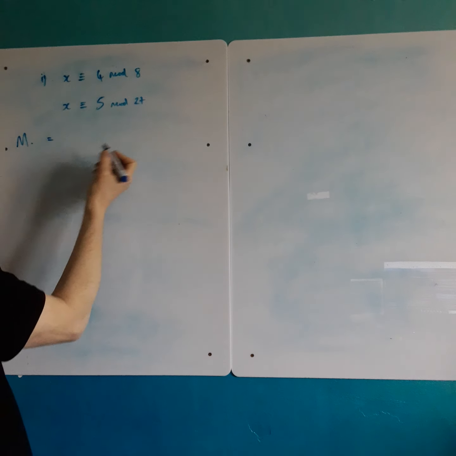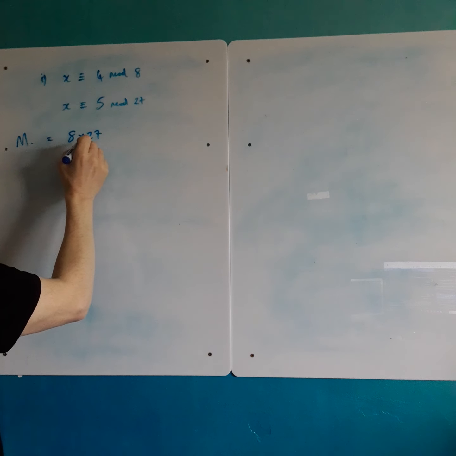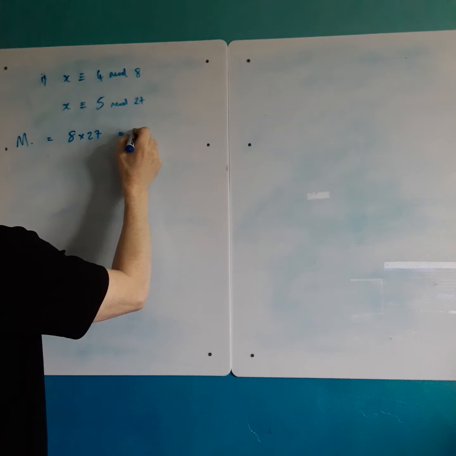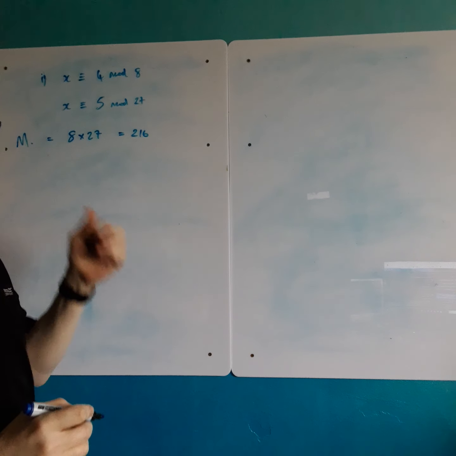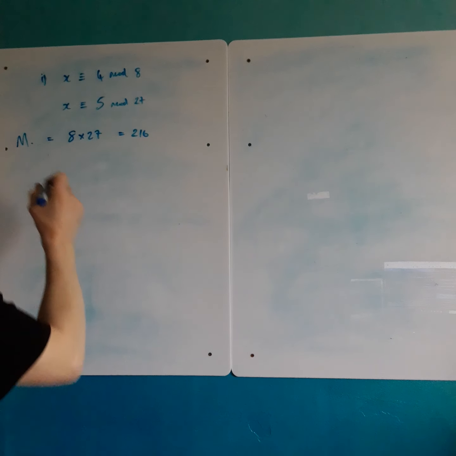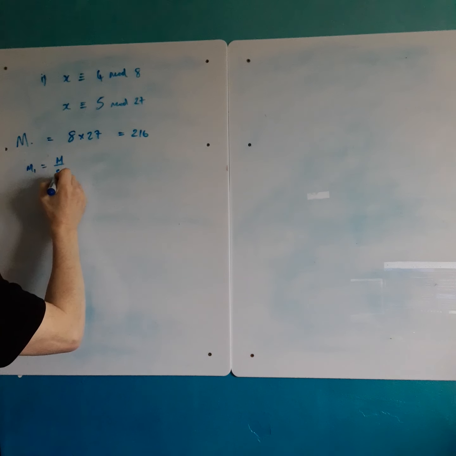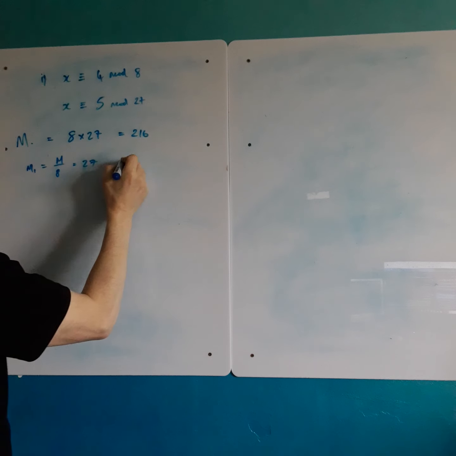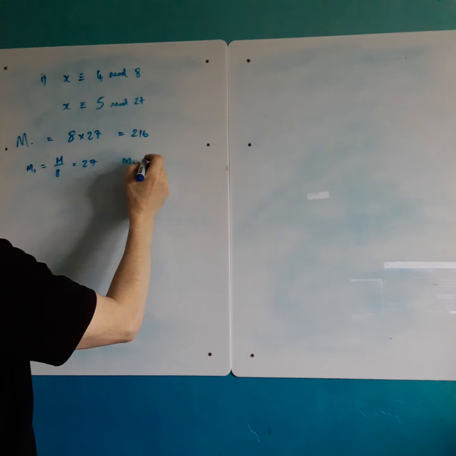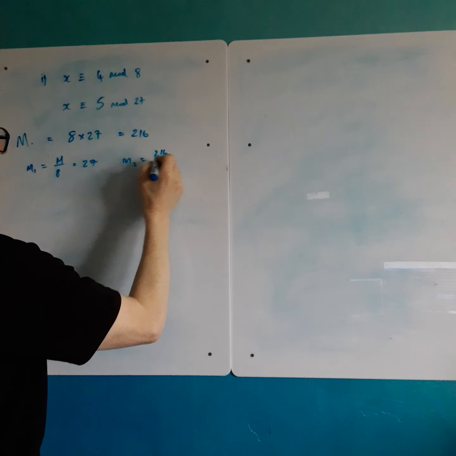So the big M, or the modulus overall, is 8 times 27, which is 216. So we know that a solution exists modulo 216. So less than 216, there is a guaranteed solution. So we do our M1. Remember, M1 is M divided by the first modulus, 8. So that's 27. And M2 is 216 divided by the other modulus, which is 27, so that's 8.